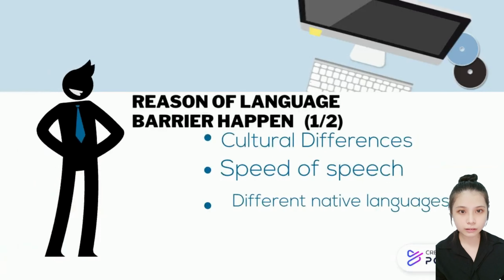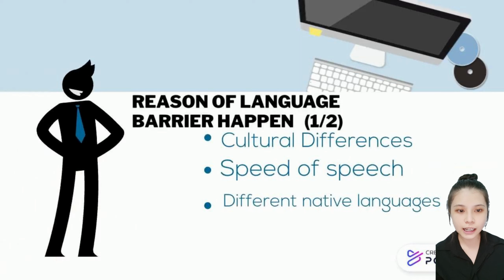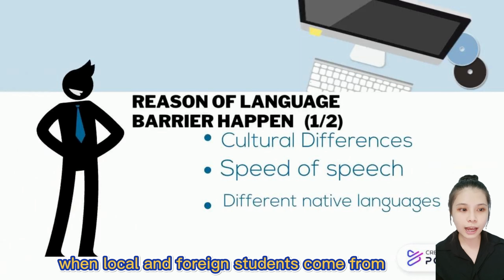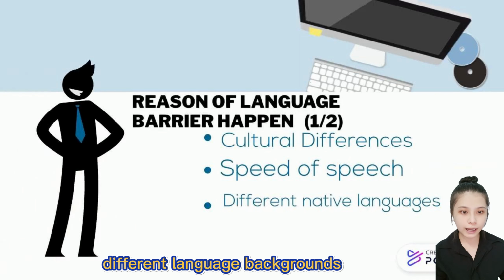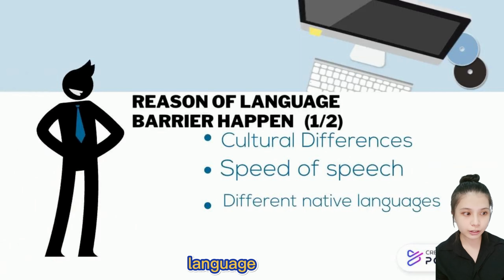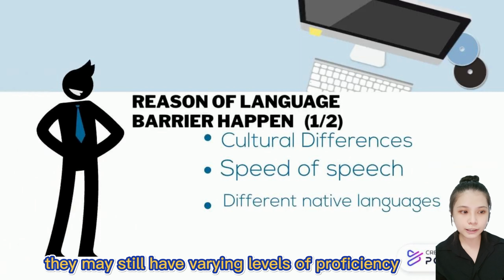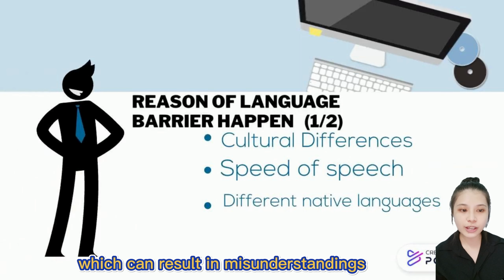The third issue is different native languages. When local and foreign students come from different language backgrounds, they may struggle to communicate effectively due to differences in their native language. Even if they are both fluent in a common language, they may still have varying levels of proficiency, which can result in misunderstandings.